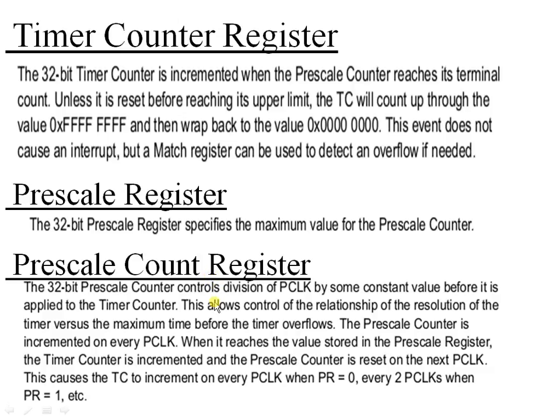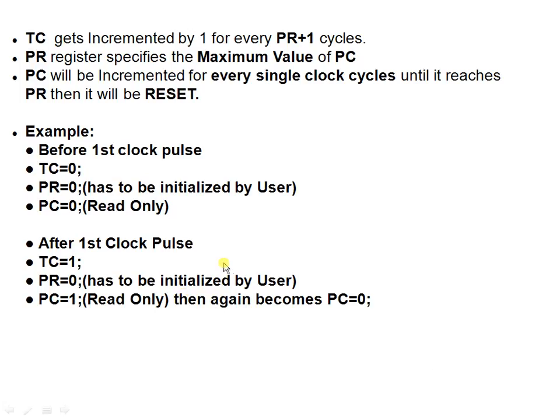Then the prescale count register. This register gets incremented by 1 for every clock pulse that the timer peripheral receives. For every clock pulse the timer peripheral receives, this particular register gets incremented by 1. Okay, let us see with an example.